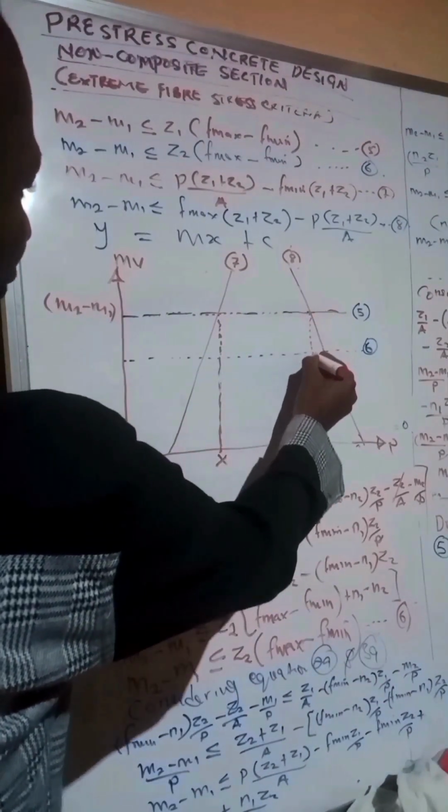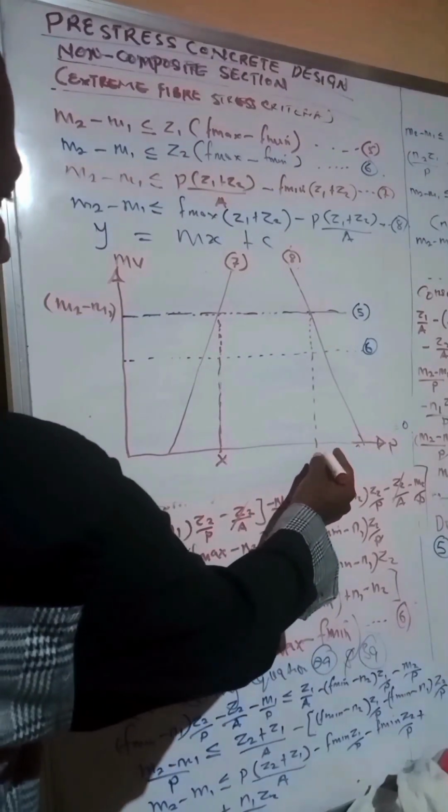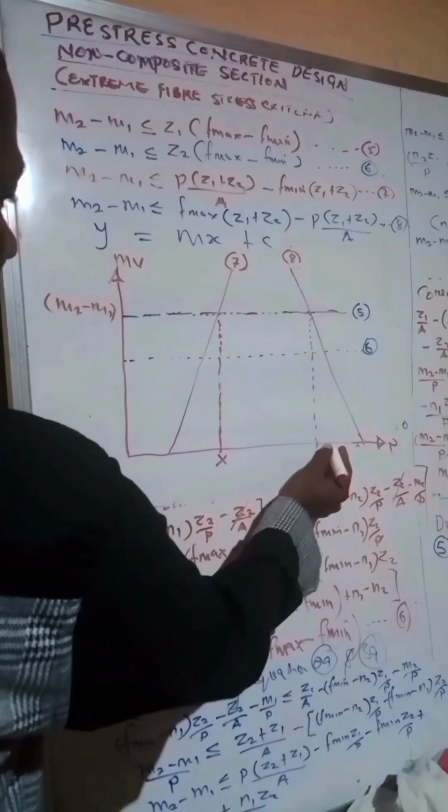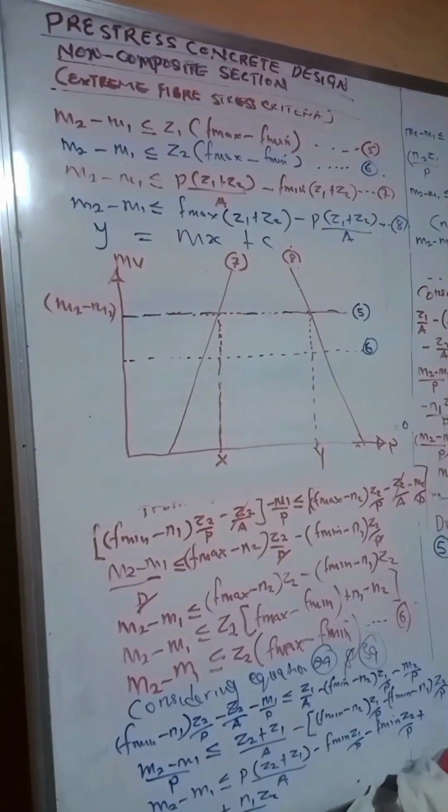We'll pick another solution here. This is the value of P again. We don't know what to call it, let's call it Y. So we have two values of P that will give us the solution. So P can either be equal to X or equal to Y.